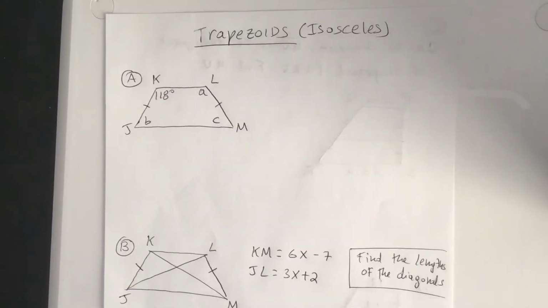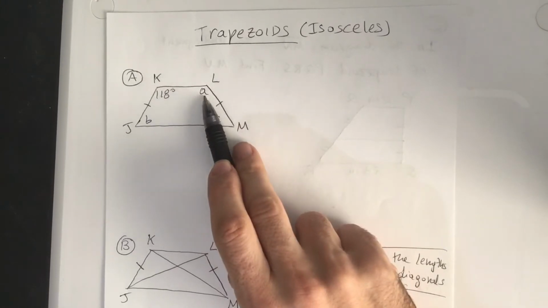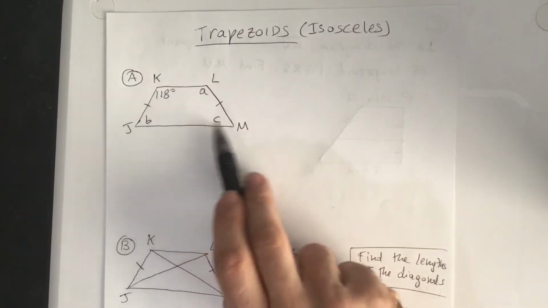Okay, in this video, we're gonna be doing some examples about trapezoids, okay? So, we got this trapezoid, it's an isosceles trapezoid, we got KLMJ, and they're telling you that this is 118 degrees. They wanna know what's the value of angle A, angle B, and angle C.